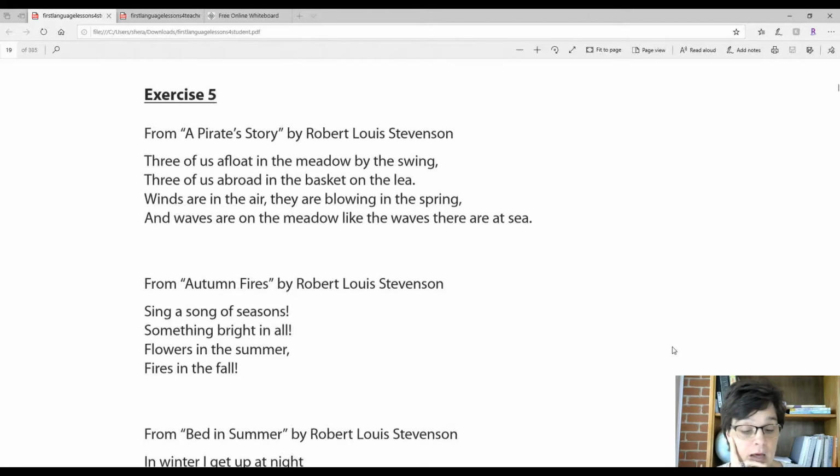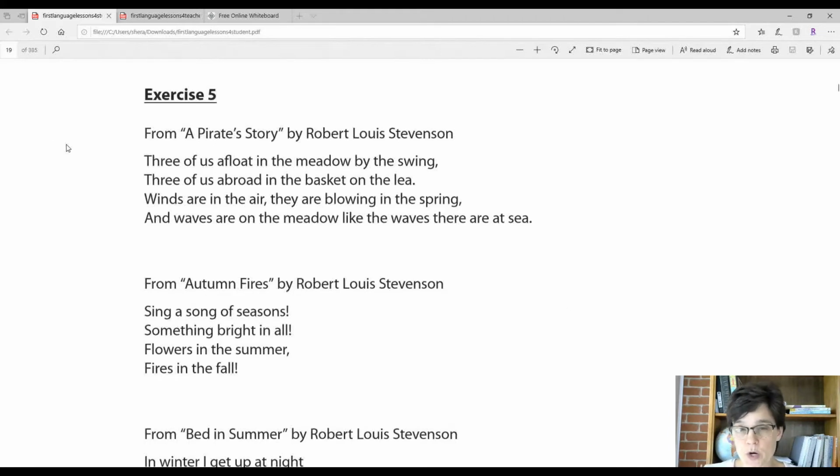Now, L-E-A is pronounced Lee. It is a grassland pasture. And in this poem, a child is pretending that he and his friends are pirates aboard their ship, even though they are just really in the meadow. So I'm guessing, well, if you were following along with the page, you would just underline it. But you don't have to. Just listen for the seasons, okay?